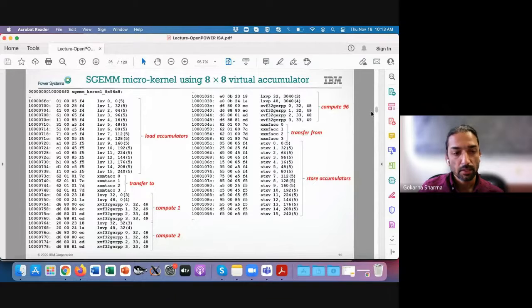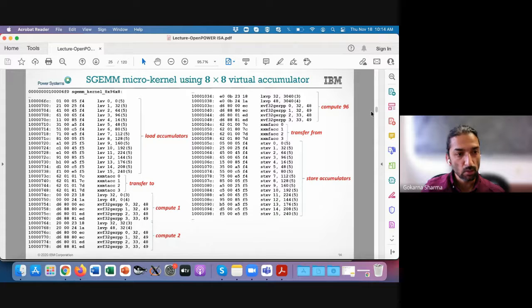After you computed the 96, with adjustment on the parameters and everything, you have to transfer data from the accumulator to the vector scalar registers. And then after that, you store accumulators. When you say store accumulators, you are storing the computation that you've done using the accumulator approach to the vector scalar registers.